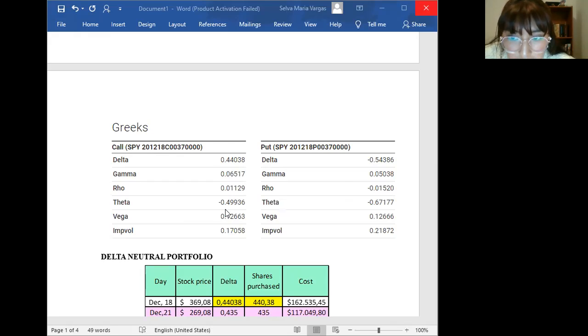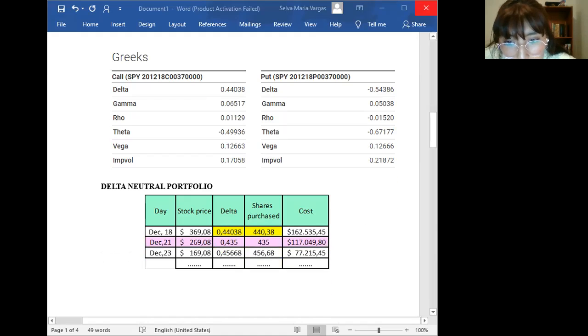Then we have the theta. This is the rate of change of the value with respect to the passing of time. This means that the value of the put will decline as time passes, with the price of the underlying asset and its volatility remaining the same. And finally, we have the vega. It is the rate of change of the value of the derivative portfolio with respect to volatility, which is 0.1263.